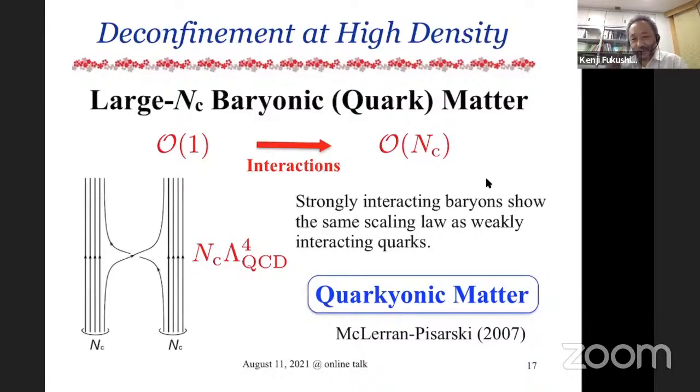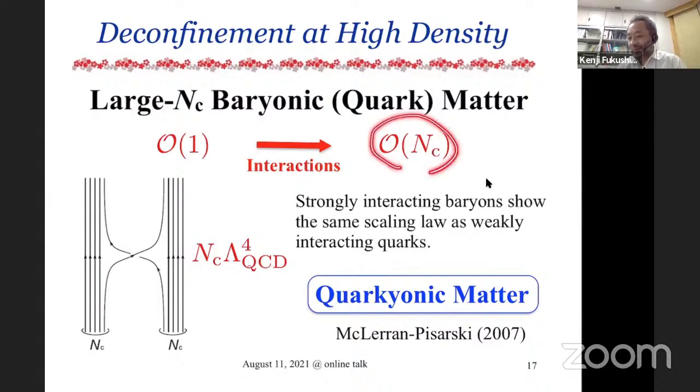If you consider two baryons, for example, then each baryon is composed of NC quarks. And so there is a combinatorial factor of NC that appears from this exchange process of quarks between two baryons. This interaction is naturally proportional to NC. The kinetic energy is indeed of order 1, but the potential energy is proportional to NC. And from this interaction, the pressure of a baryonic matter is also of order NC.